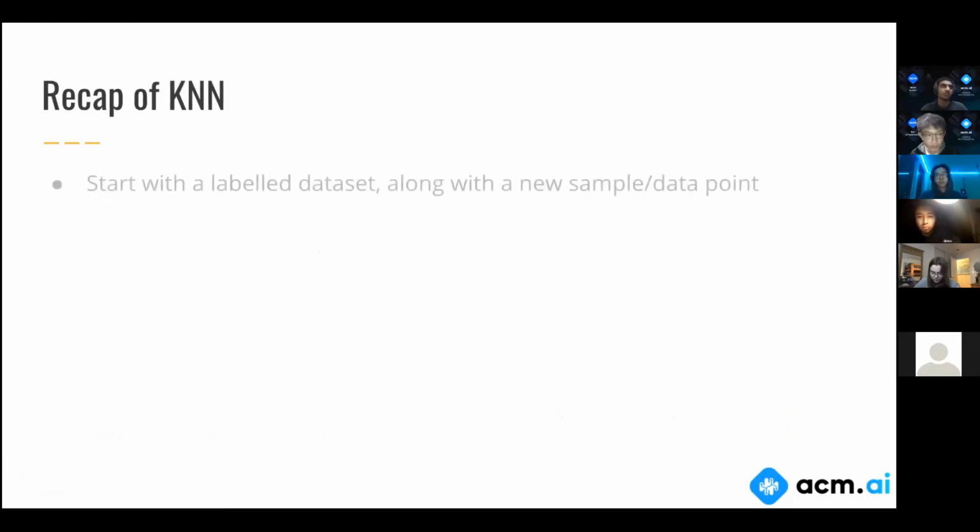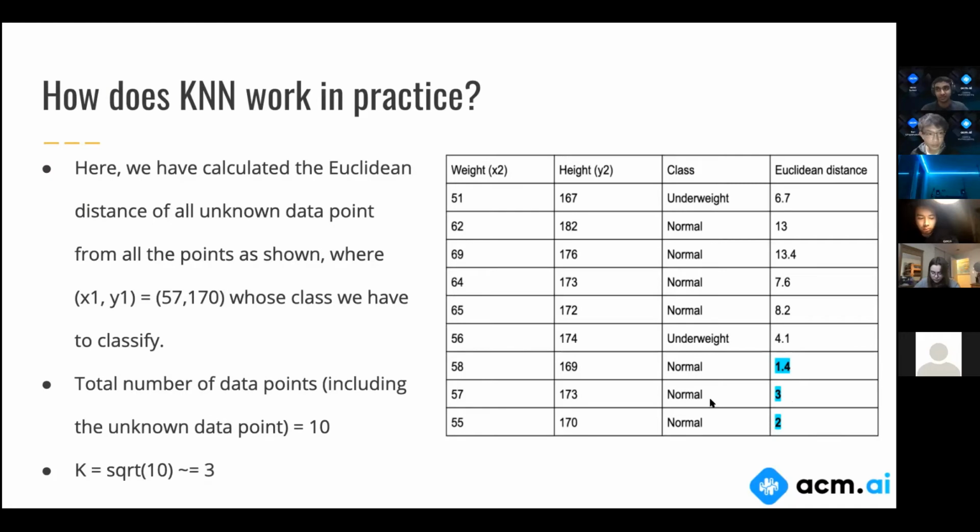And so going over it again, I actually missed one part. You can see right here that these 3 are actually all normal. So we would classify this as a normal class. So yeah, we get normal in this case. We can do that for any new data points, assuming it has a weight and a height.